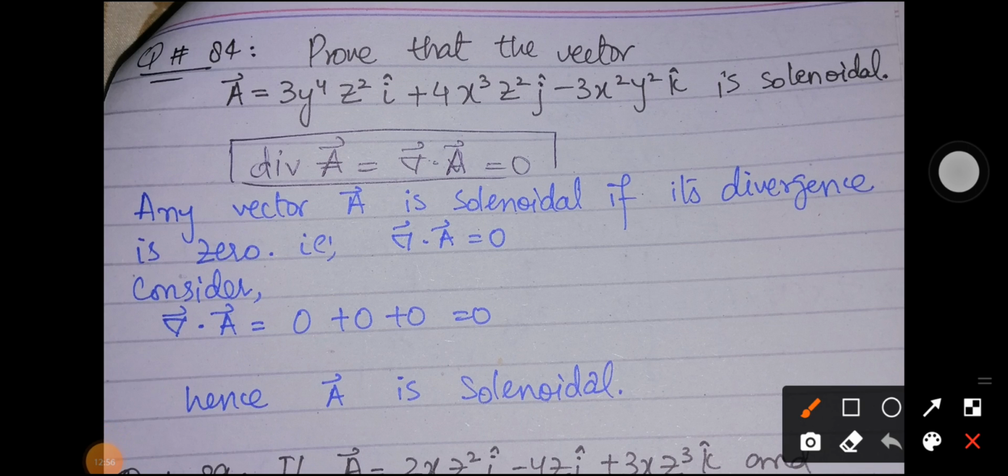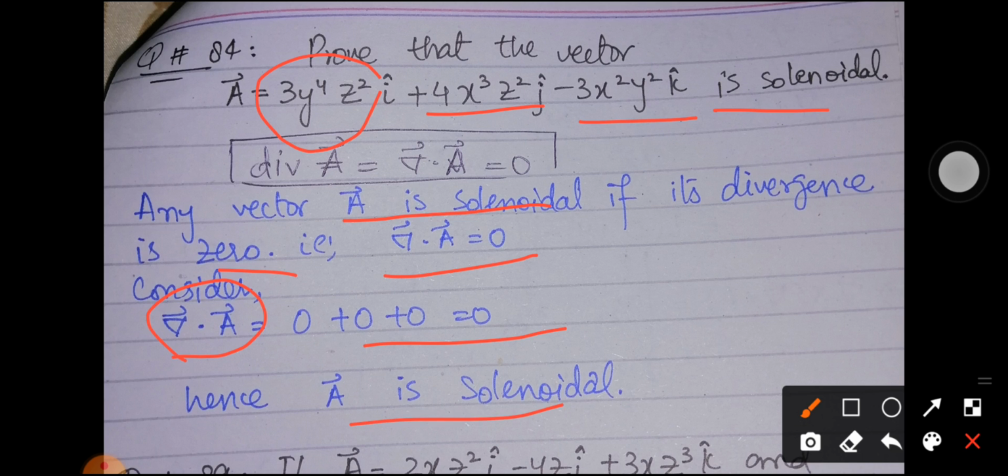is solenoidal. Any vector A is said to be solenoidal if its divergence is 0, that is del dot A is equal to 0. So del dot A is simply partial by partial x of x component, plus partial by partial y of y component, and then partial by partial z of z component, which is 0 in this case. Hence the given vector is solenoidal.